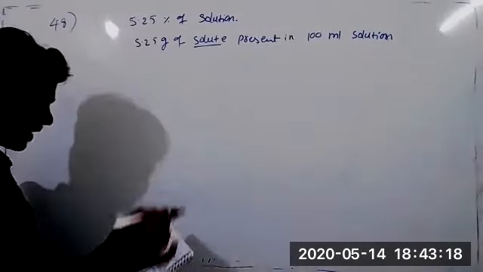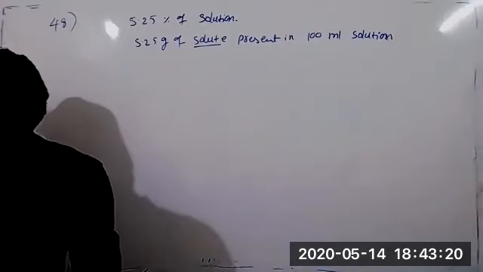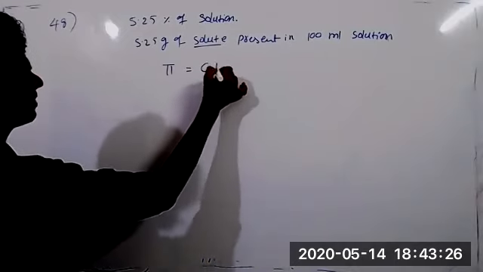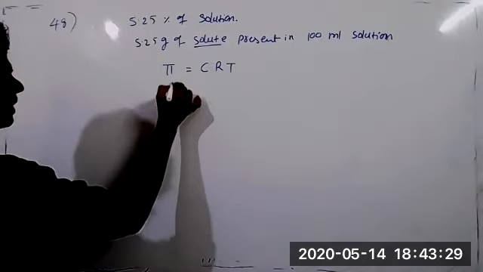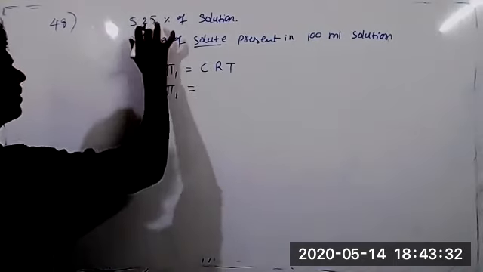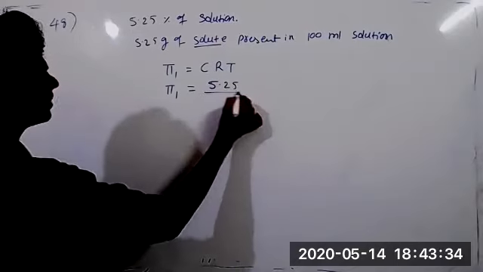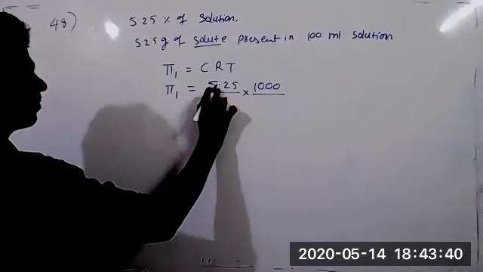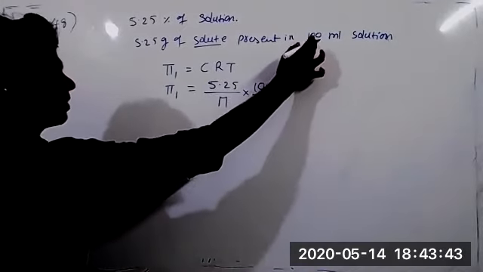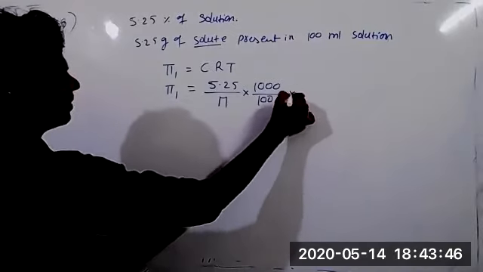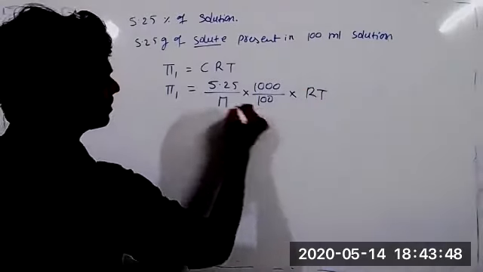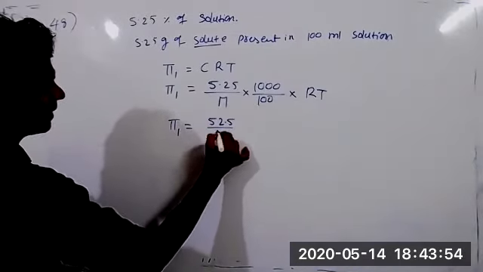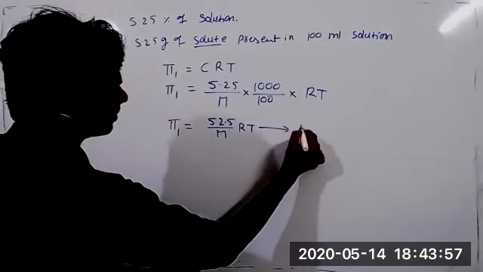Now for this one, apply the osmotic pressure formula. Both are isotonic, right? So we apply the osmotic pressure formula: π = CRT, where C means molarity. Say π1. C is 5.25 grams, its molar mass we don't know, this only we have to calculate, into 1000 by molarity formula: mass by molar mass into 1000 by volume of solution, 100 ml, into RT. So π1 is equal to 52.5 by m RT. This is equation 1.